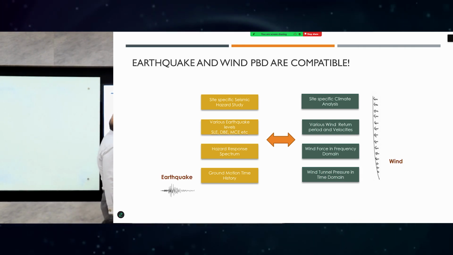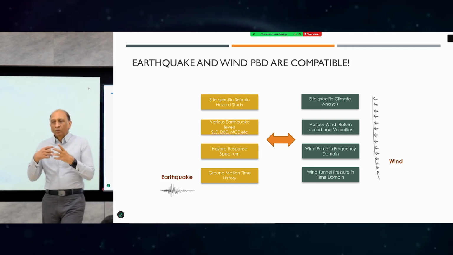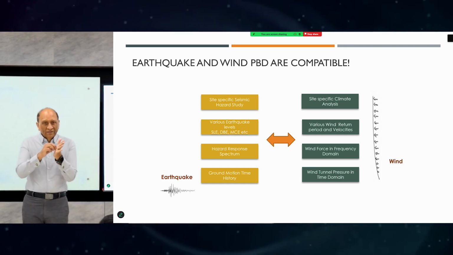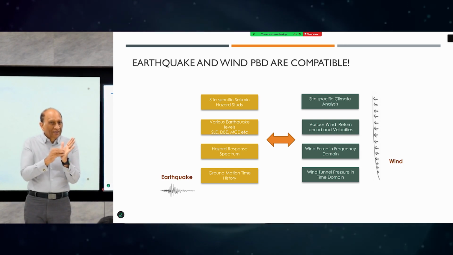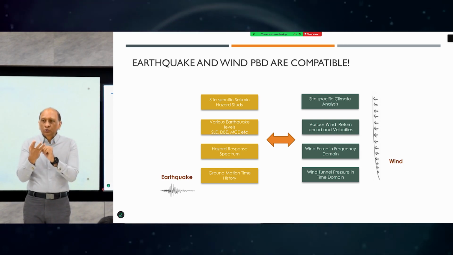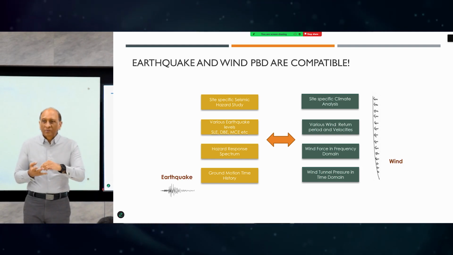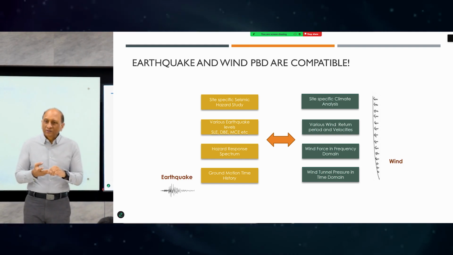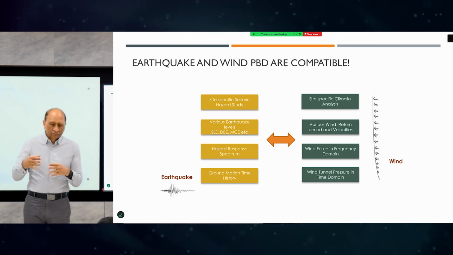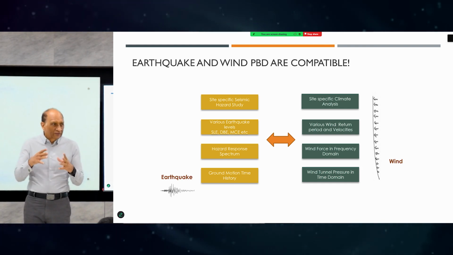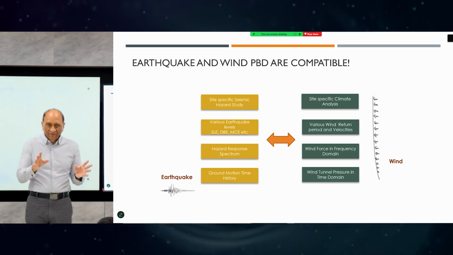Then we design the building not for just one level like the code. Code gives you a certain force and you design for that. You check the building for at least 2 or 3 levels. One is a service level earthquake and one is a maximum considered earthquake. The service level earthquake can come often, and for it the building must not be damaged. There are certain different criteria.